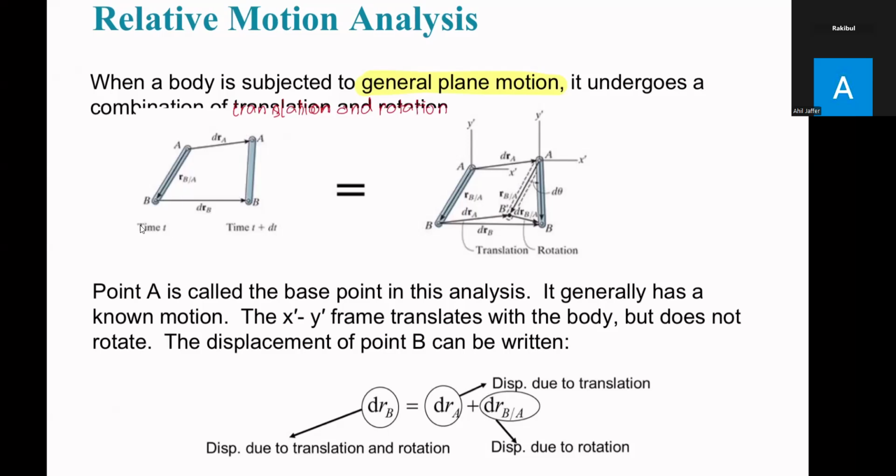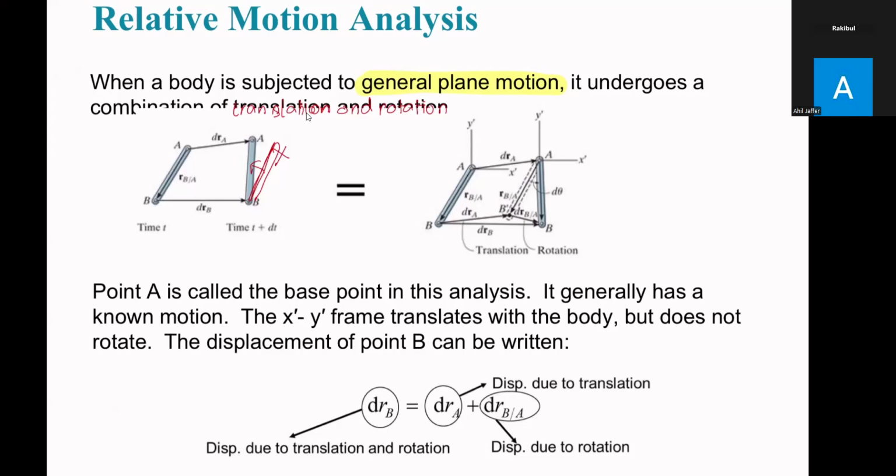So you see, at time t it was here, and at time t plus delta t it moved to another point. It also rotated. So it's a general plane motion. It has moved from here to here, and this much is the displacement, and there is a rotation also. That's why it's a general plane motion.